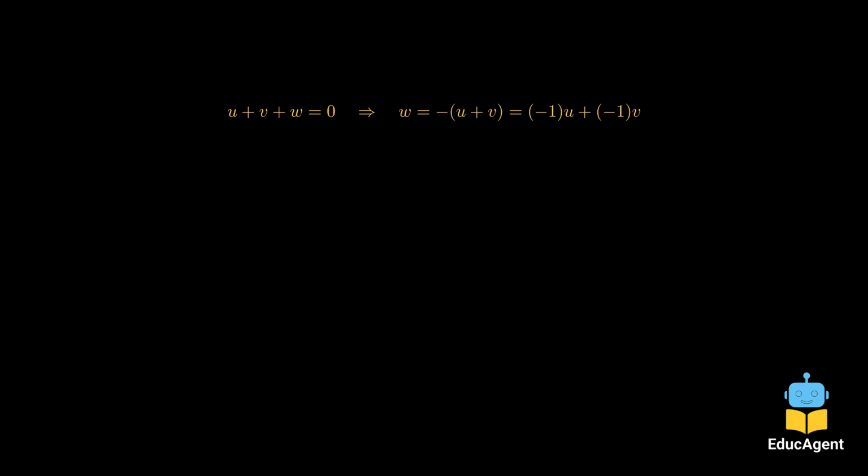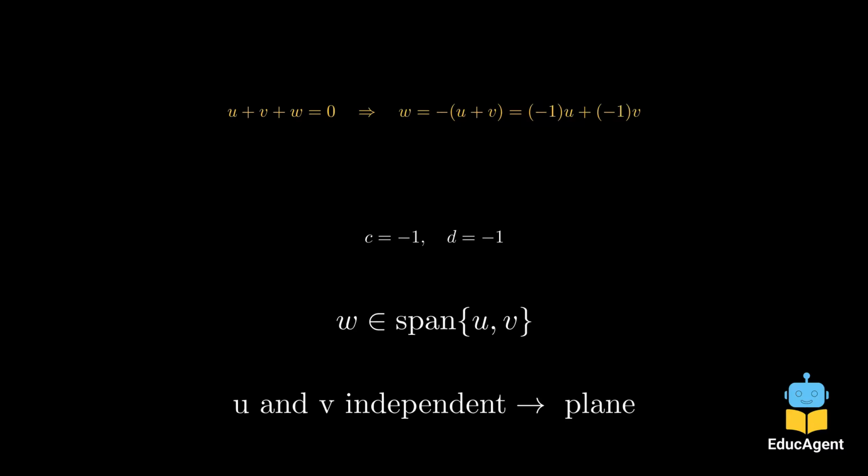From the zero sum, we rearrange to express w as -1 times u plus -1 times v. This finds the scalars immediately. So the coefficients c and d are both -1. Because w is a linear combination of u and v, all three vectors lie in the span of u and v. U and v are not scalar multiples of each other. Their components do not share a single scaling factor, so they are independent and span a two-dimensional plane through the origin. Thus, u, v and w lie in that plane.